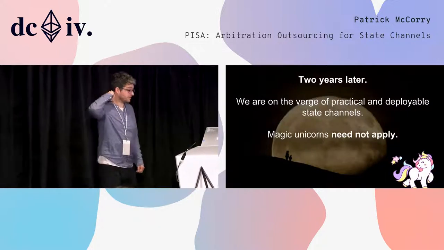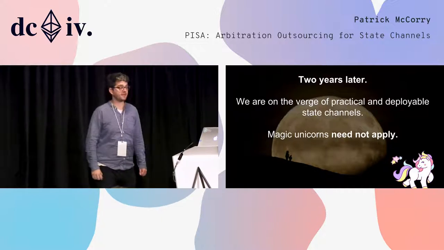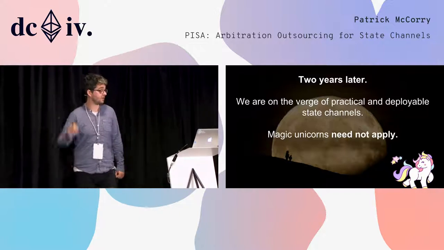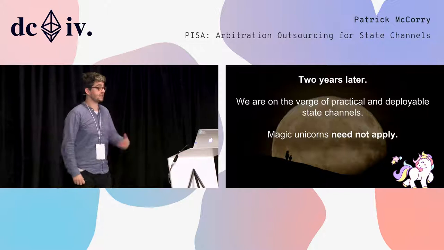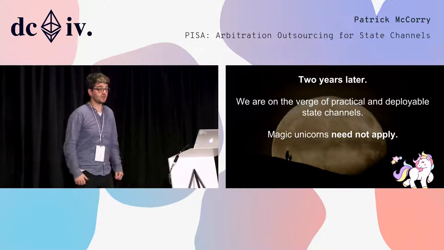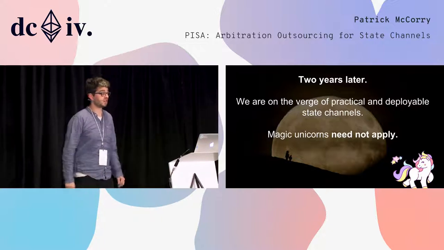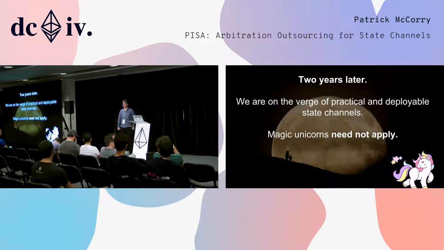So, state channels have been an idea, as I mentioned from Jeff's blog. Actually, that was 2015, so that's 3 years later. I believe we're on the verge of practical and deployable state channels. As we've seen today, we've had lots of people building state channels. Last night, I attended an event, and 3 out of 8 presentations said they want to use state channels as part of their product. There's still quite a bit of research to do, but I believe state channels are, for a big part of it, mostly an engineering challenge to go build it and see how well they work, what parameters should be set, etc. So basically, magic unicorns need not apply. We no longer need magic unicorns for state channels to work.